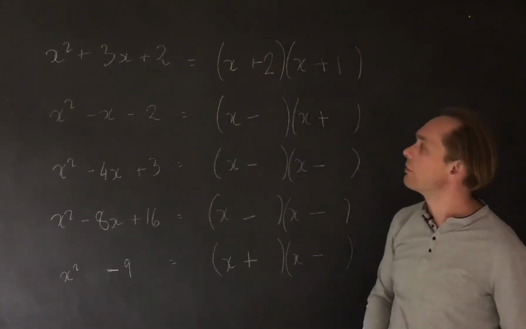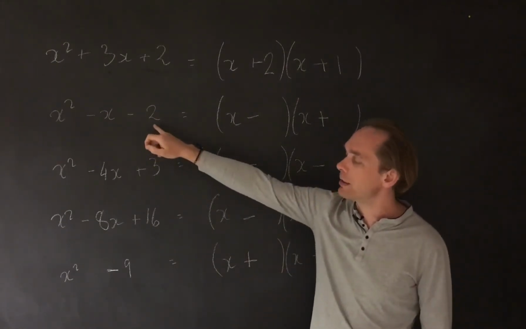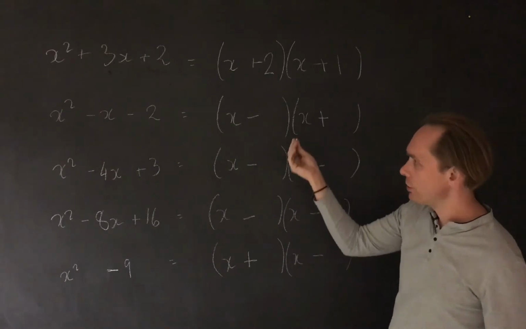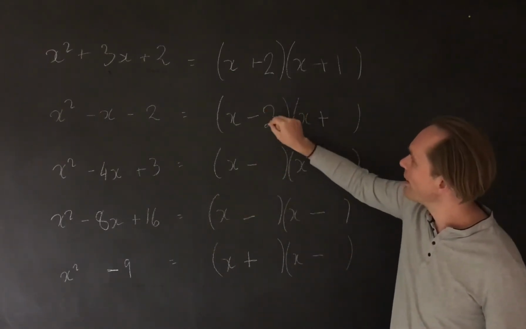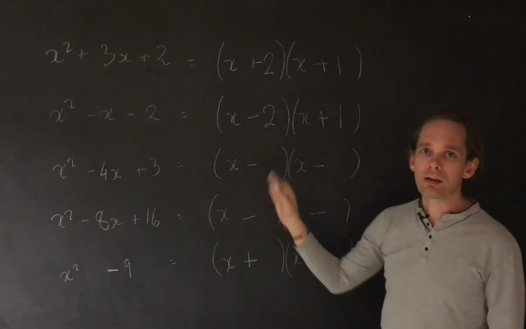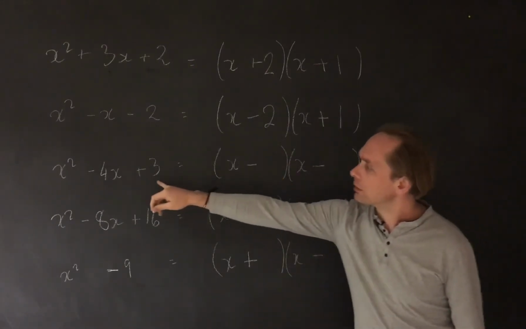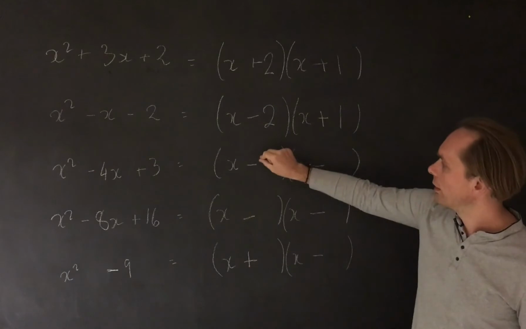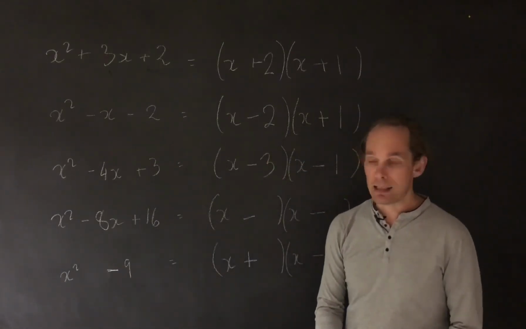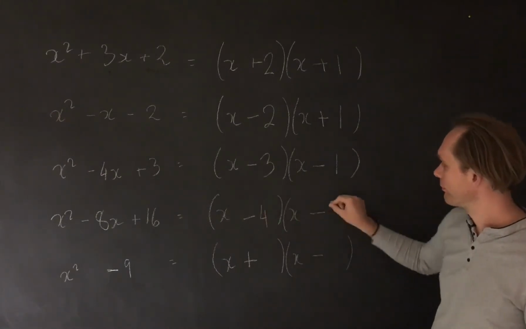2 times 1 is 2. Numbers that multiply to make 2 and have a difference of 1 because the signs are different. So 2 and 1. You always put the bigger number in the first bracket. That's always the rule, and it goes with the thing we did earlier. Now we go: multiply to make 3 and add to make 4, 3 and 1. Multiply to make 16 and add to make 8, 4 and 4.